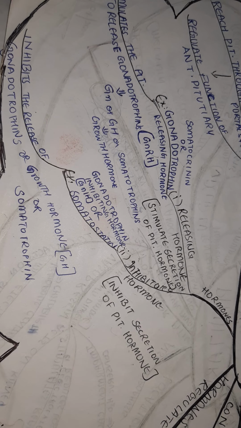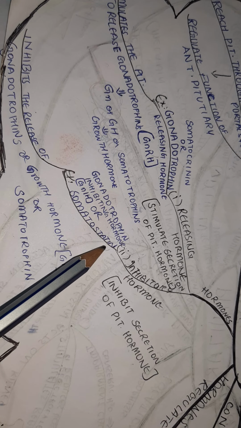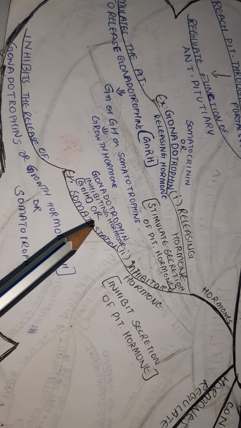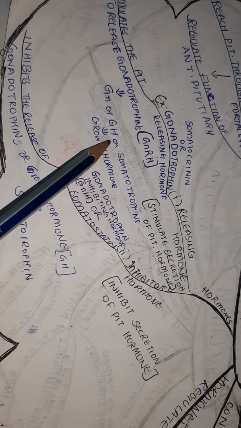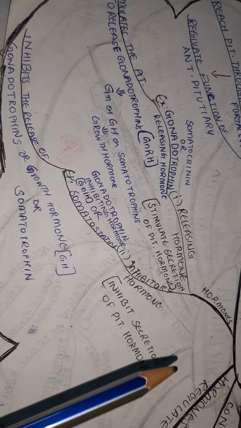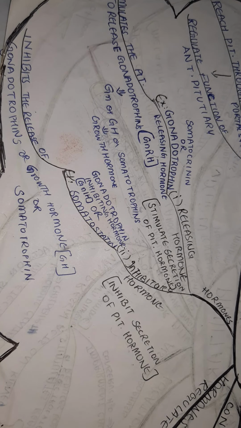Hormones are released by hypothalamus. They either tell the pituitary to release the hormones or they stop the pituitary from releasing hormones. And what are the hormones secreted by the pituitary gland? Gonadotrophins or growth hormones. So they can either be stimulated or they can be stopped.